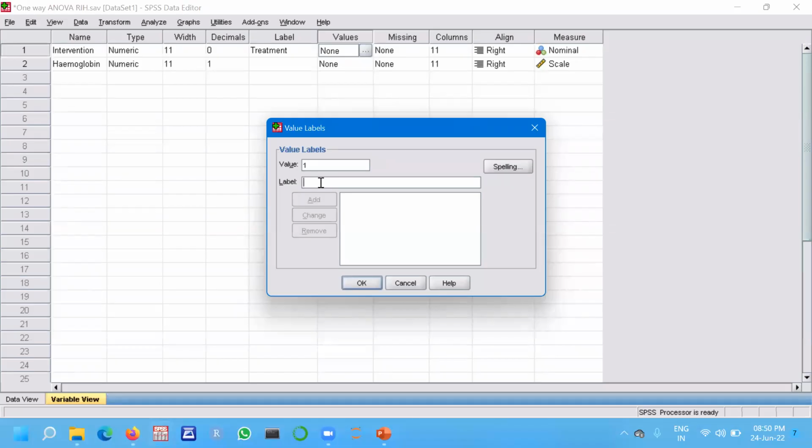So can you tell me some drugs for increasing hemoglobin level? So... paraphos, okay.